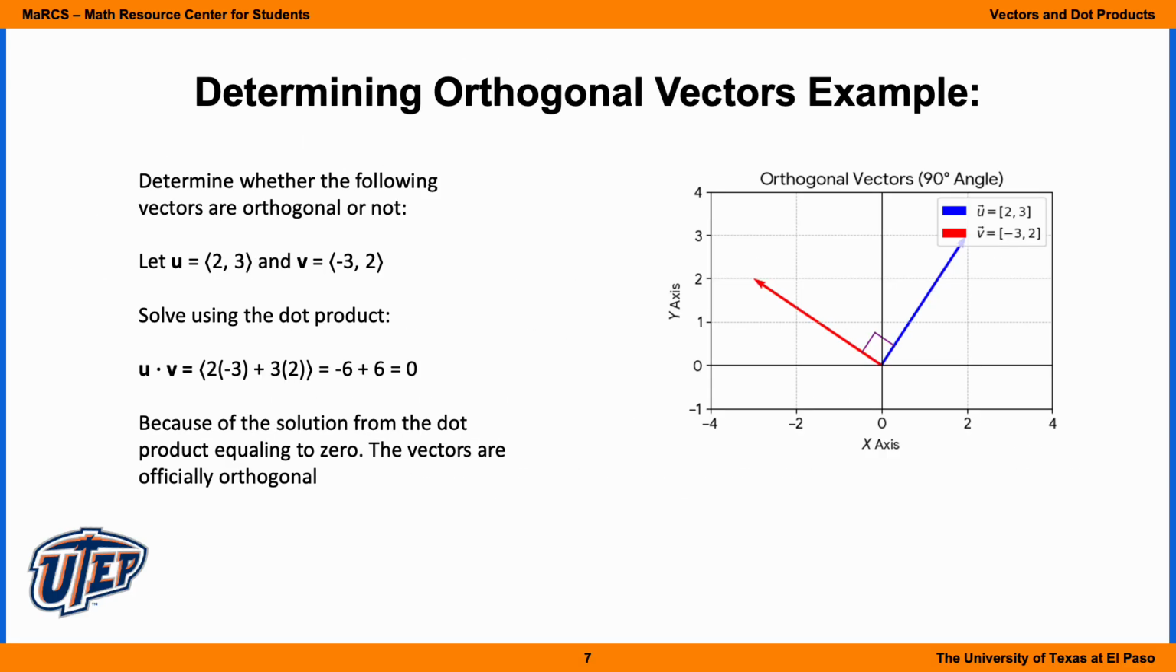So here we're determining whether the vectors u and v are orthogonal, and we do so by computing the dot product. If that is equal to 0, then they are orthogonal. First we multiply each of the corresponding components, so 2 times -3 and 3 times 2. Then we sum those products, so -6 plus 6 is equal to 0. Because that is equal to 0, the vectors are orthogonal. That means the two vectors have a 90-degree angle between them.